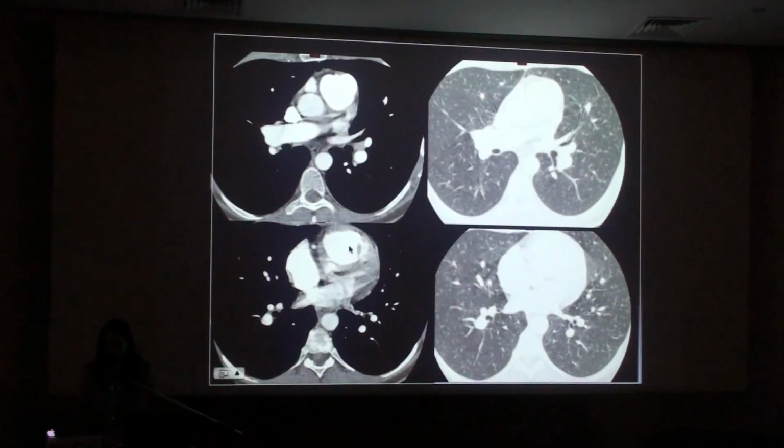Here you can see the hypertrophy of the right ventricle, the enlargement of the right ventricle and the right atrium, the smaller left ventricle, and the deviation of the interventricular septum. You can see there is no pleural effusion, no mediastinal lymphadenopathy, and in the lung parenchyma there is no mosaic attenuation, no ground glass opacities. There is no emphysema, so there is no underlying lung parenchyma disease.